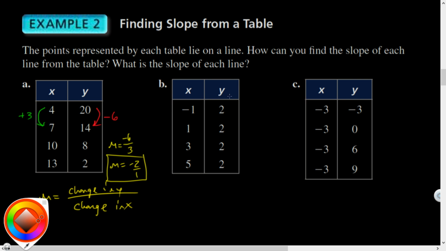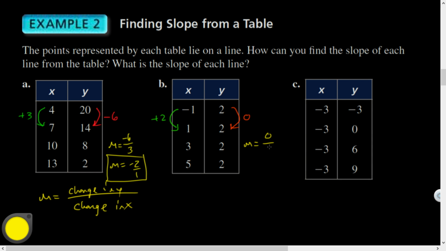Let's see, for change in y, 0 change for y. What's the change in x here? To go from negative 1 to 1, I was adding 2. Those are 2 units away. So the slope here would have been 0 over 2. What's 0 divided by 2?